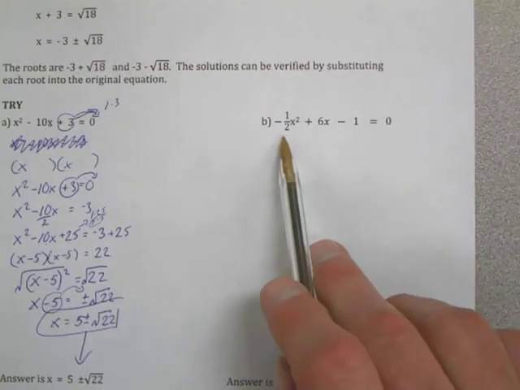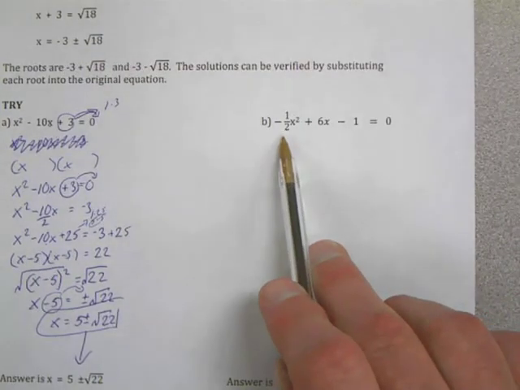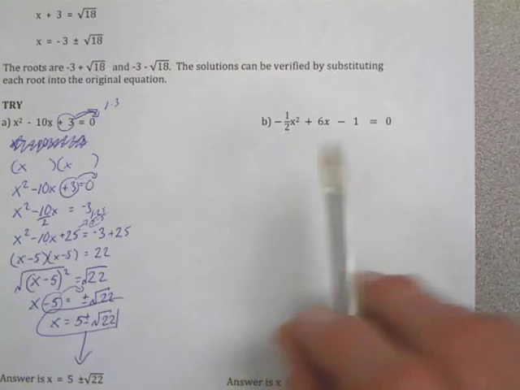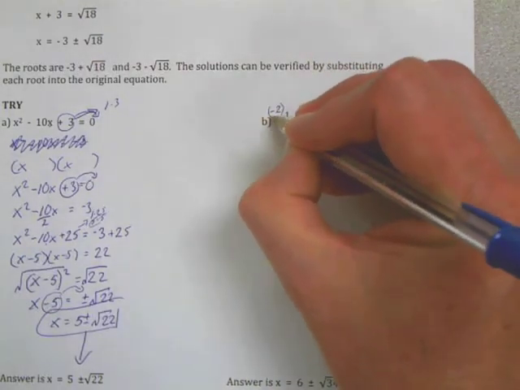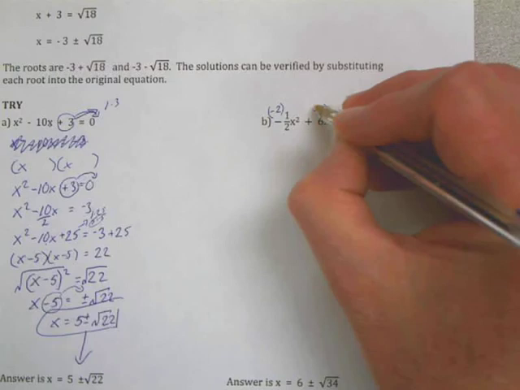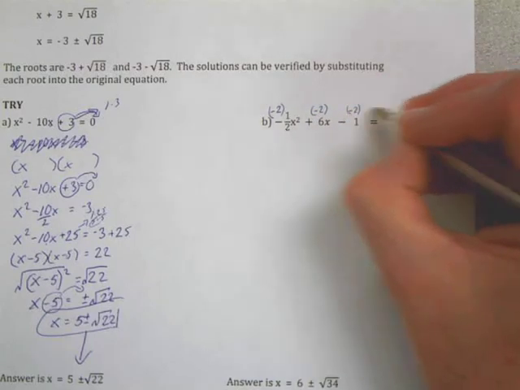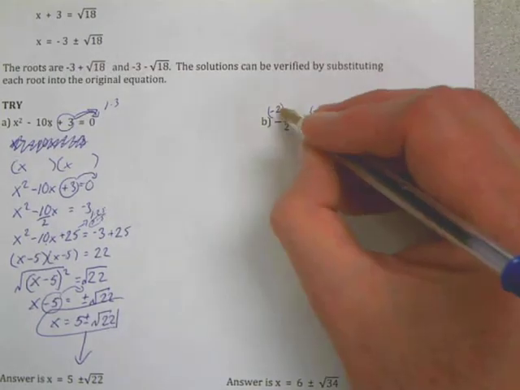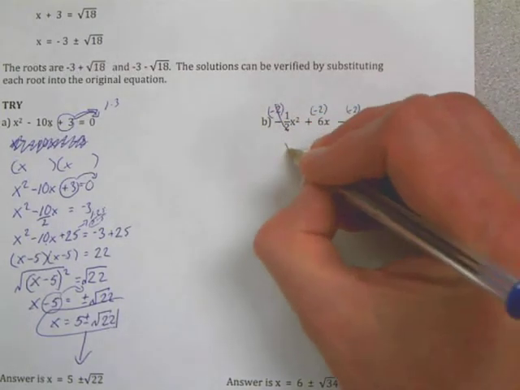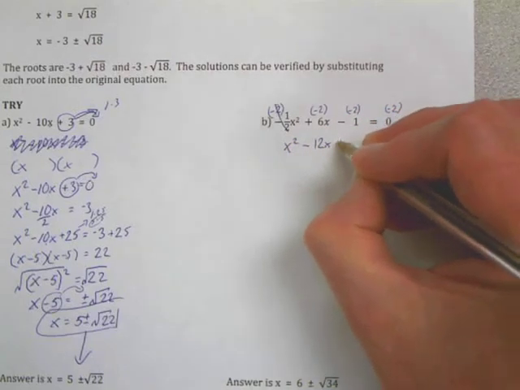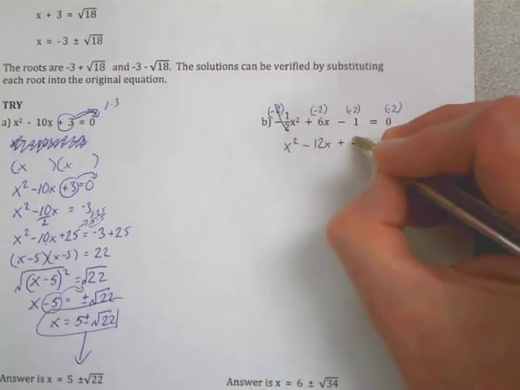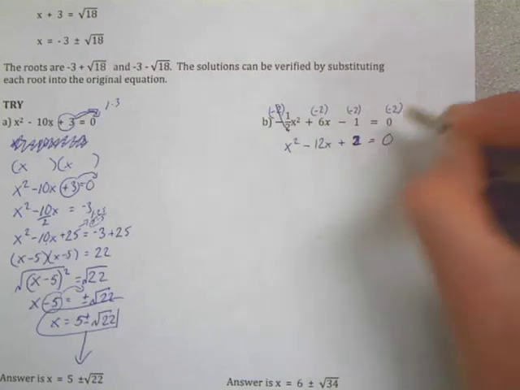This one's a little different. It's got a fraction. So I want to get rid of this denominator. So to get rid of it, I'm going to multiply by negative 2. Why negative? To get rid of that sign. What I do to one term, I must do to the other terms. This cancels out. So I got x squared minus 12x plus 2 is equal to 0.